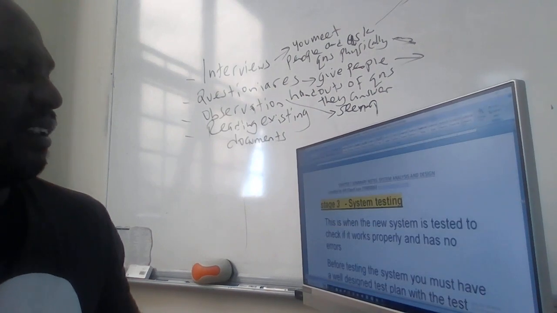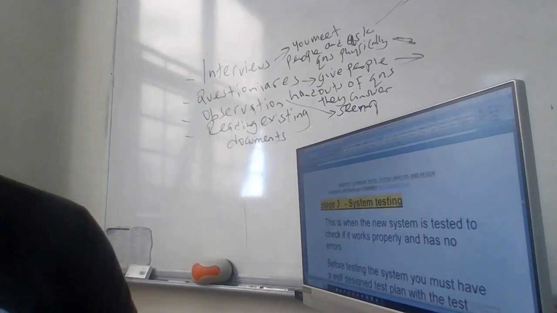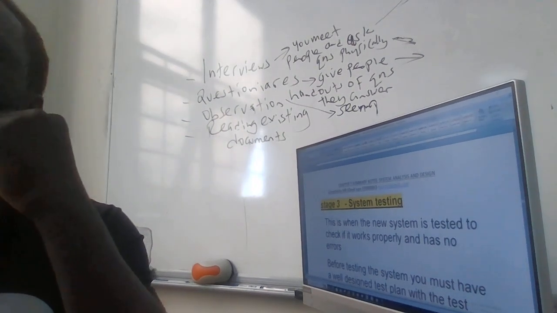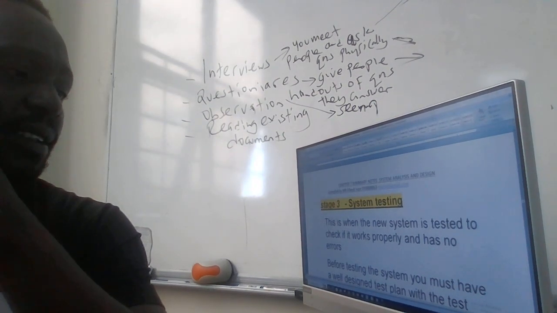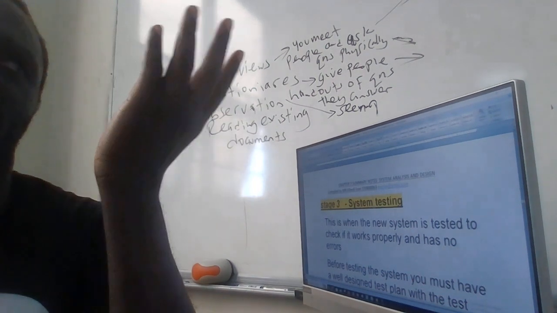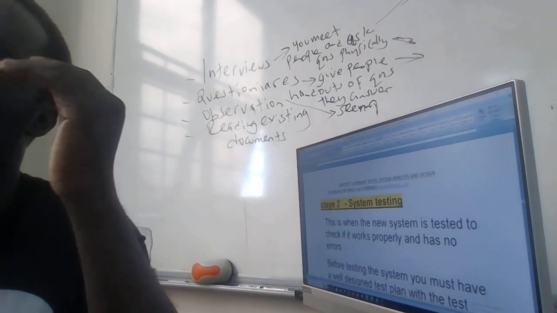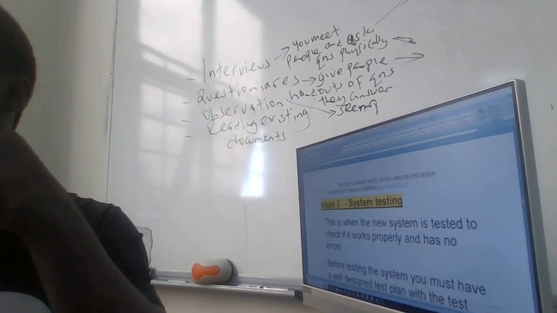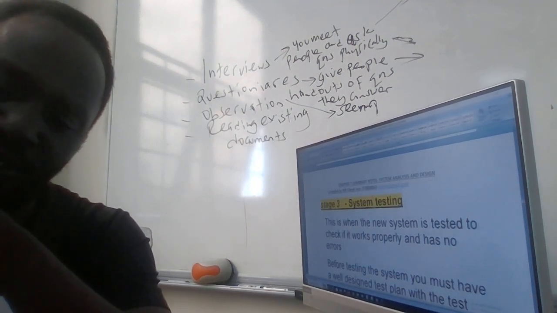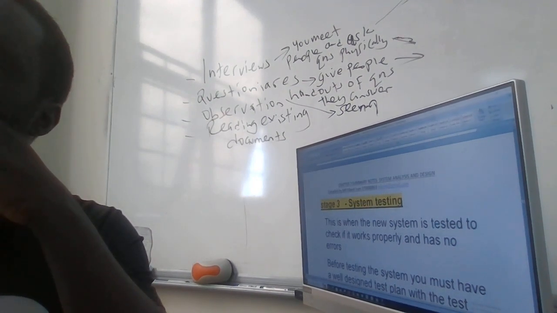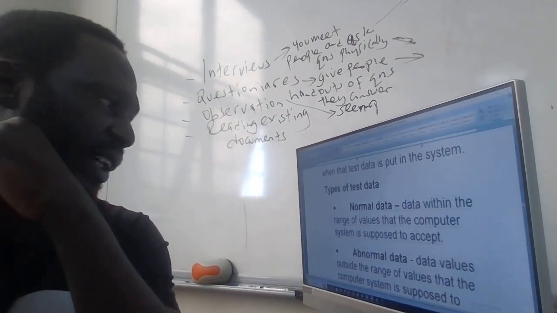Guys, order. System testing, write down. For design, we shall do it in class. Now, system testing is where the new system is checked to see if it works properly and has no errors. That's system testing: checking if the new system works properly and has no errors.